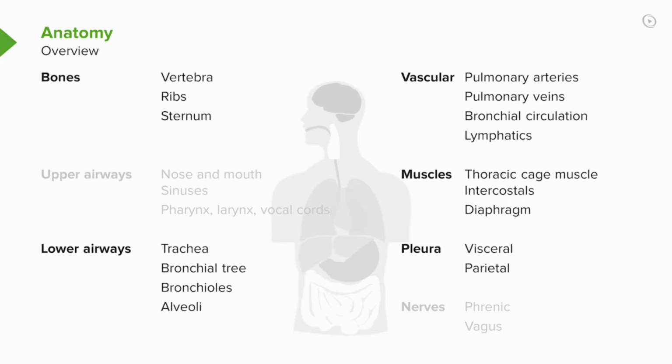the lining of the lung and the internal aspect of the thoracic cage, the visceral and parietal pleura, and we'll also touch on some of the nerves involved, the phrenic and the vagus nerve. One aspect I won't discuss, but is very important, is that the respiratory tract actually starts at the nose. So the upper airways are part of the respiratory tract as well, and that includes the nose, the mouth, the sinuses, the pharynx, the larynx, and the vocal cords.